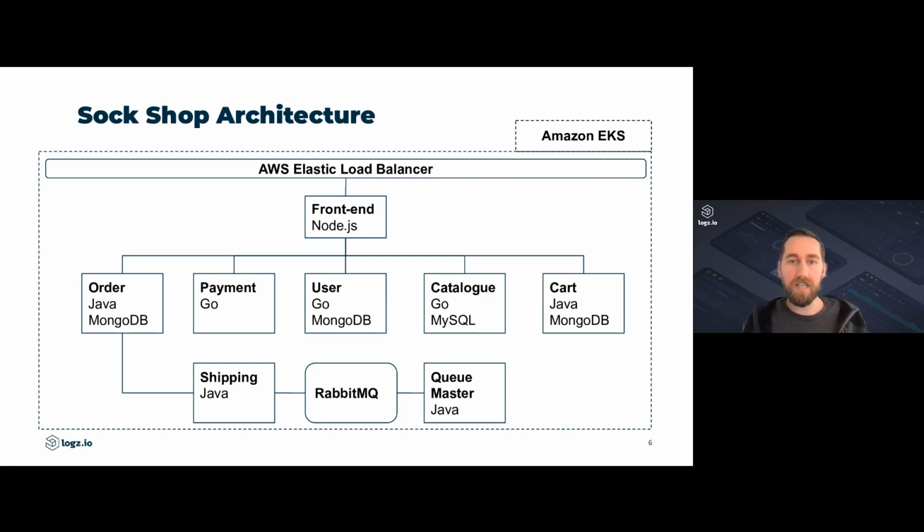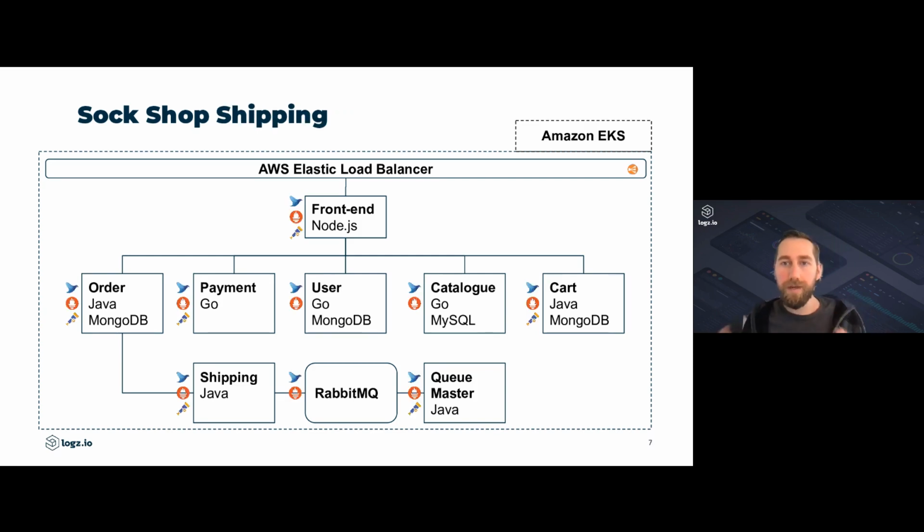Basically, this project uses a combination of a bunch of different services. I'm deploying it on EKS with an Elastic Load Balancer, and I'm using Node.js, Java, and Go. So a bunch of different services all wrapped into this e-commerce application. I'll show you what it looks like in a minute. What I'm doing with these services is using exactly what I specified before: FluentD, Prometheus, and OpenTelemetry to collect and ship this data into Logs.io.